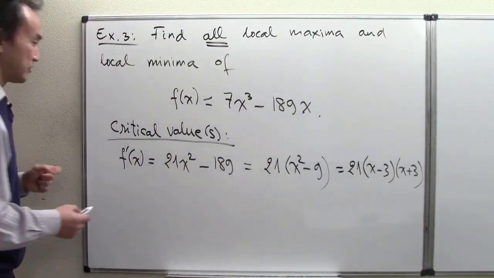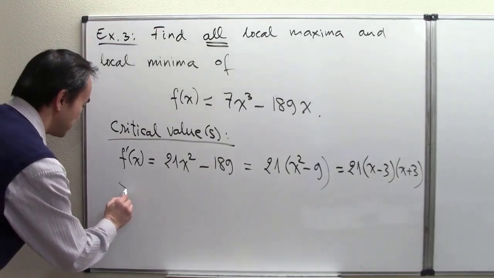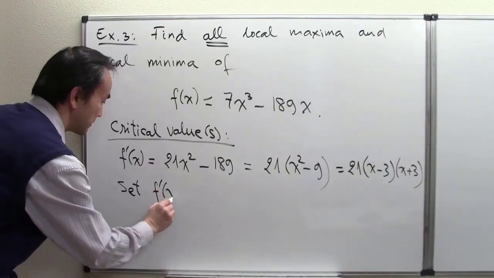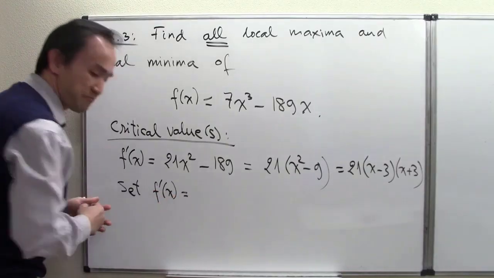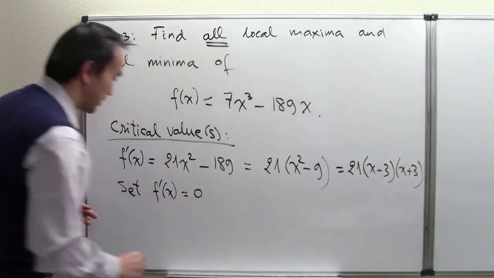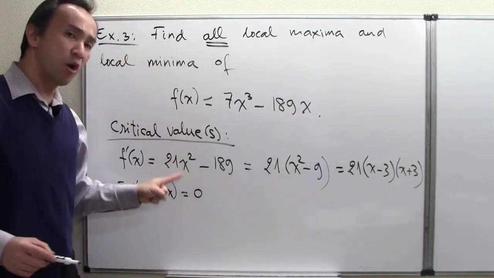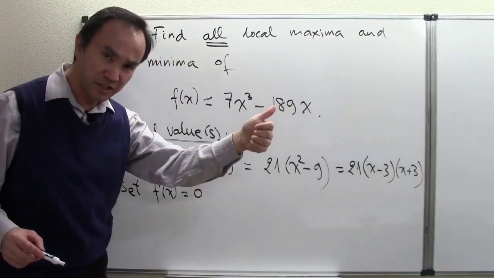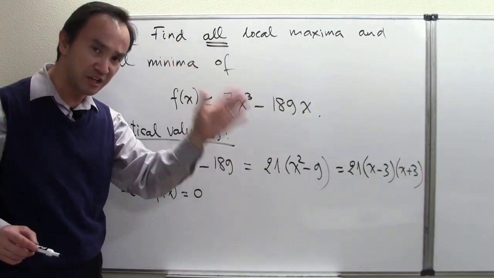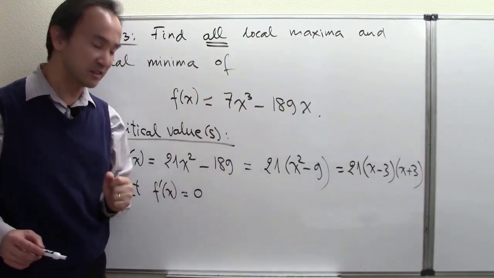All right, and so now for critical values, we're going to set f prime of x equal to 0. I should have made that argument again, but let me just go ahead and finish with that. Remember, critical values are defined to be those x values where the function is either undefined or equal to 0.